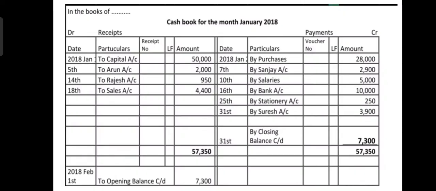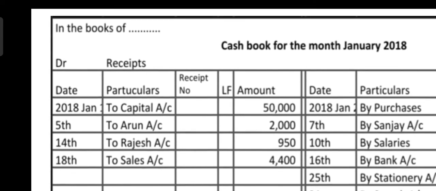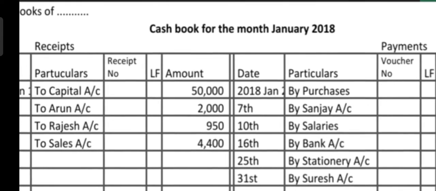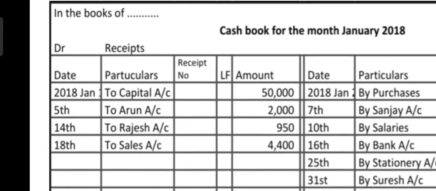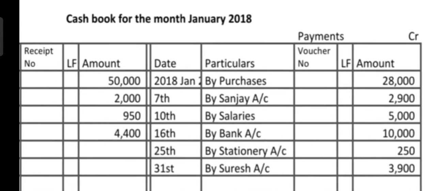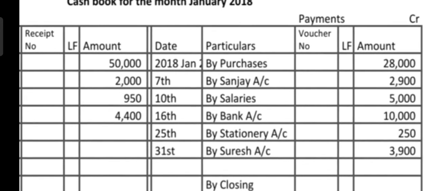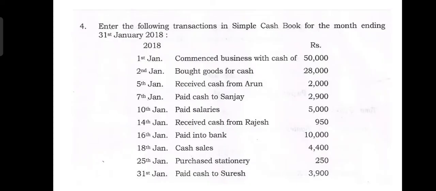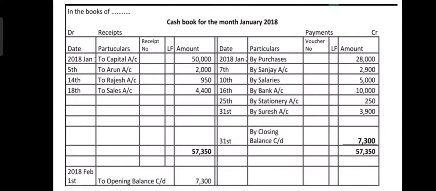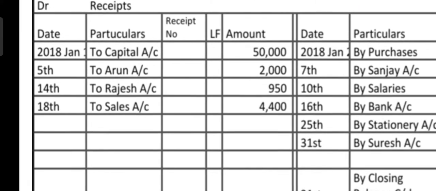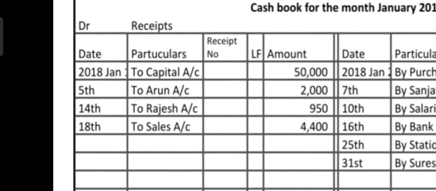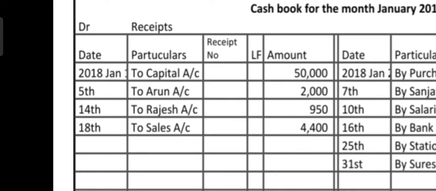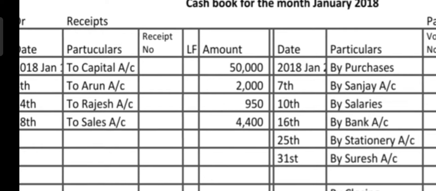See here, in cash book the format looks like this. In whose books we are preparing this, that you need to write at the top. Then there will be the heading cash book for the month January 2018, then receipt side or debit side or left hand side, then payment side, credit side or right hand side. Like this in T format, this has two parts. Now in this transaction we are receiving cash from the owner for rupees 50,000, so we need to record under receipts side of cash book. That is, we put the date, 2018 January 1st, to capital account 50,000 rupees.